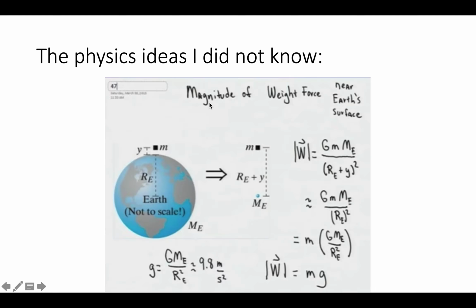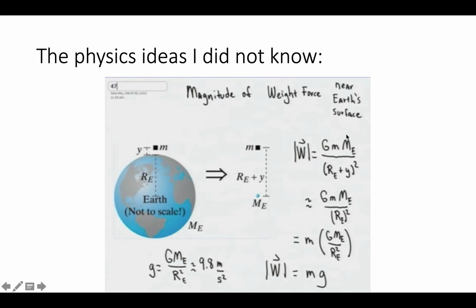And then I want to talk about how to calculate the magnitude of the weight force near the Earth's surface. Previously, I knew the formula, weight is equal to mass times small g. However, I don't know how to derive this small g, which is the gravitational field strength. And here we use the formula of gravitational force to derive that.